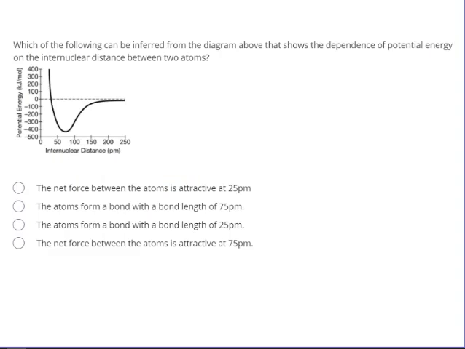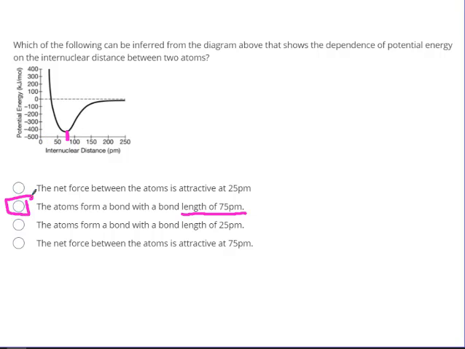And here's our last one. Go ahead and pause the video and try this last one. Restart when you're done. So there is my valley, and so it has a bond length of about 75 picometers. So it's not about the force. We're looking left to right.